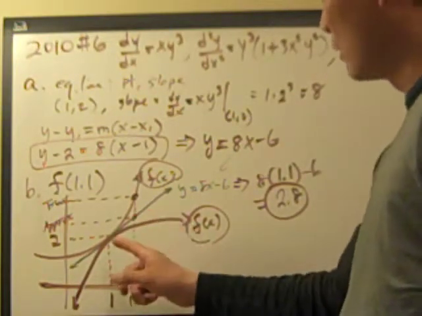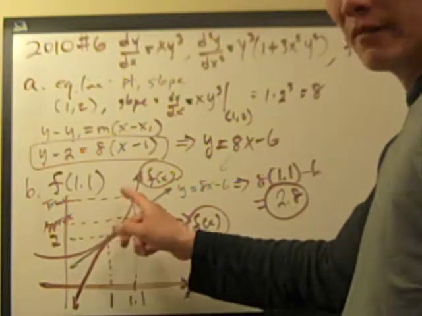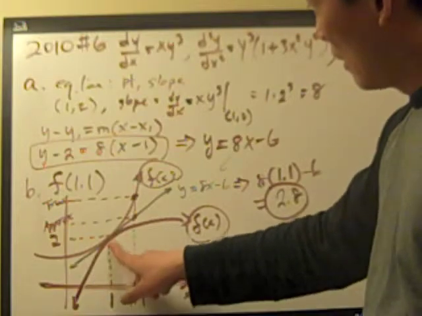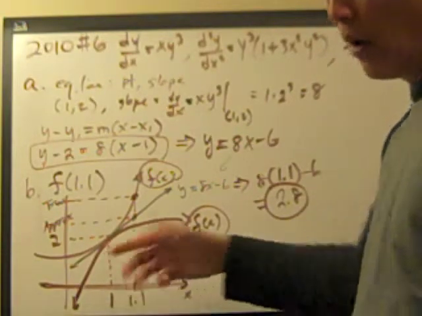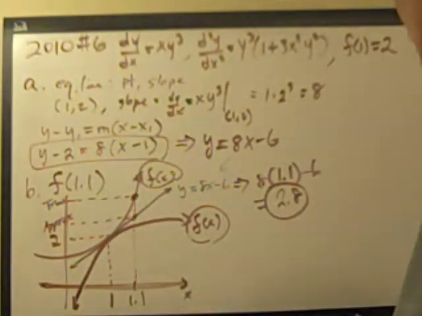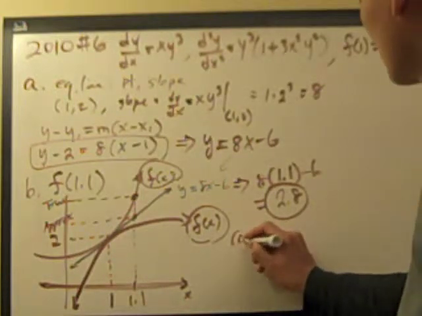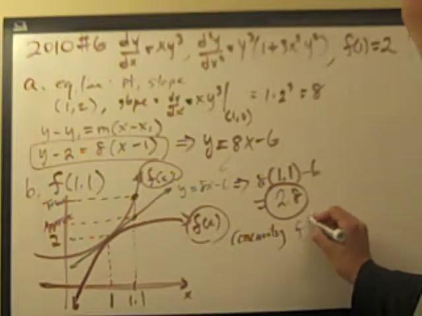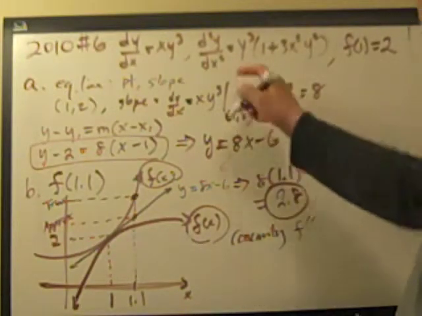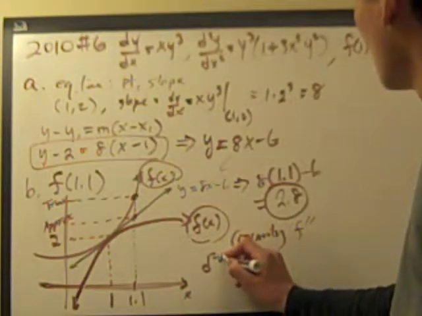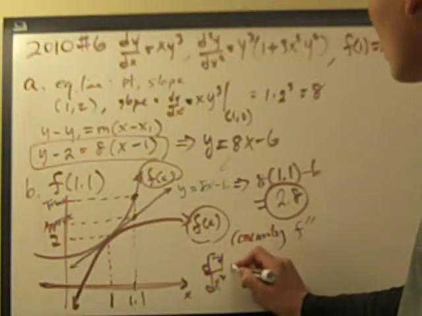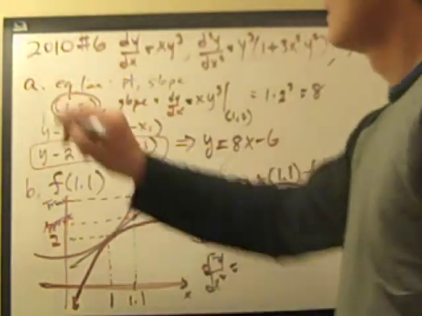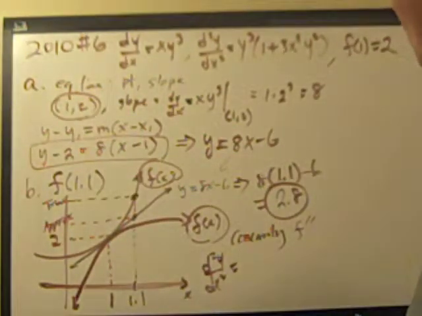Concavity, up or down, depends on what's going on here at x equal to 1. Now how do I know the concavity? Well, concavity comes from the second derivative, right? We have the second derivative, d squared y over dx squared, and we want to know what's going on at x equal to 1, y equal to 2.